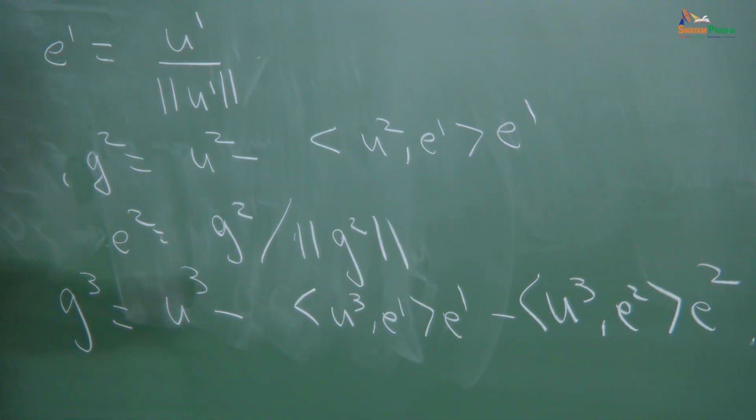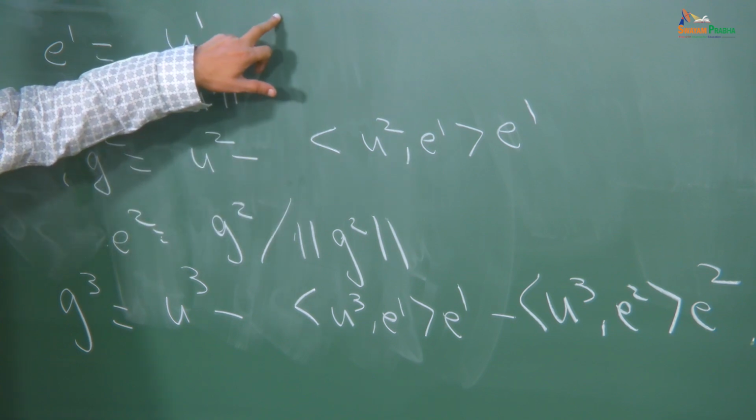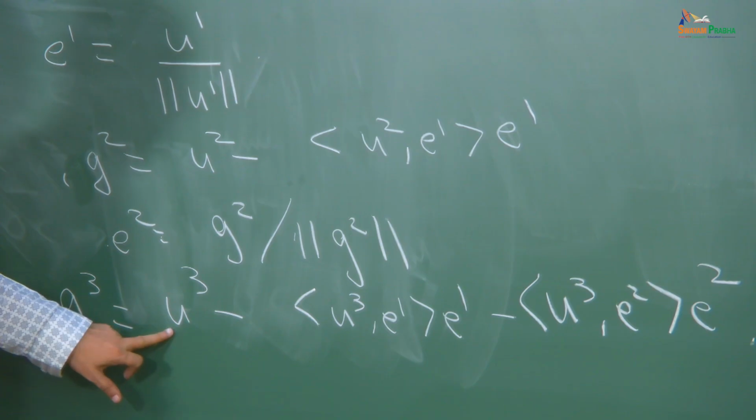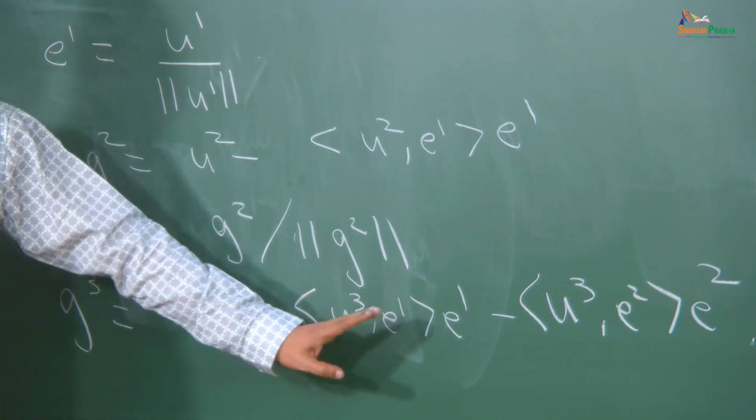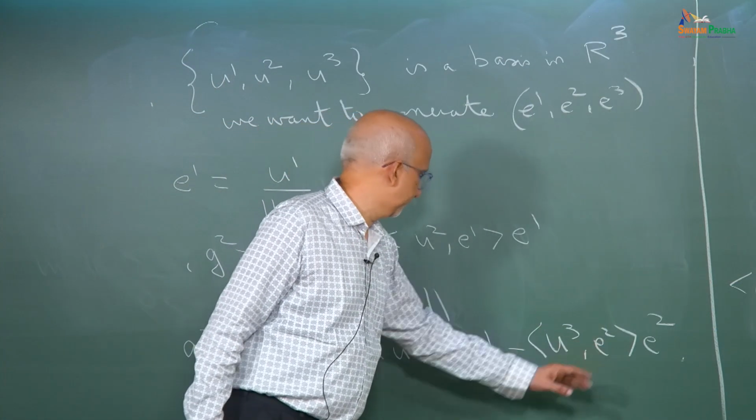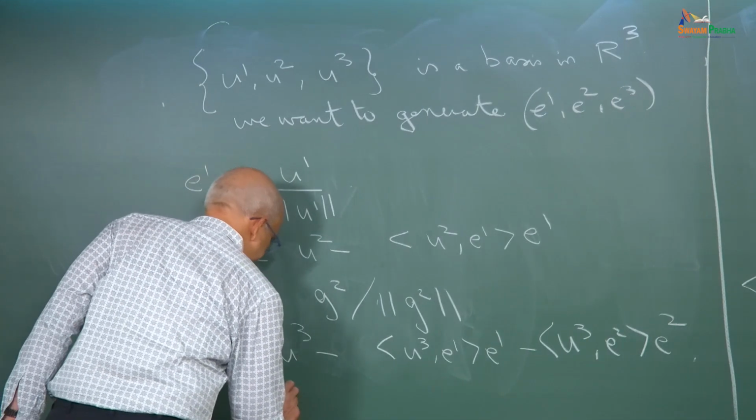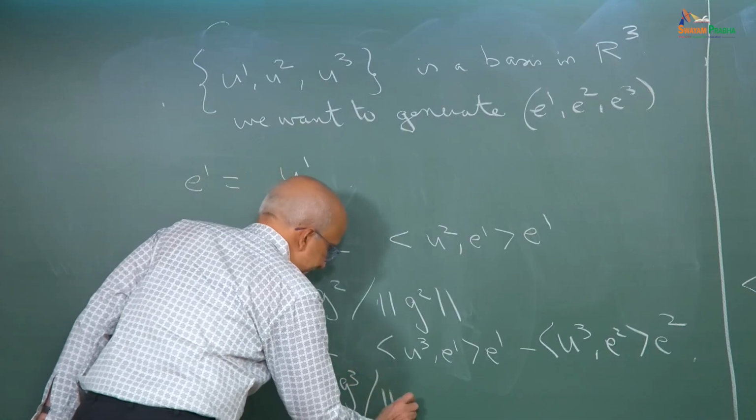So this is guaranteeing that G2 is perpendicular to E1. Now to get the third vector, I am taking U3 and subtracting the projection of U3 on E1 and E2. Okay, this is what I am getting. And of course, what is E3? G3 divided by norm of G3.